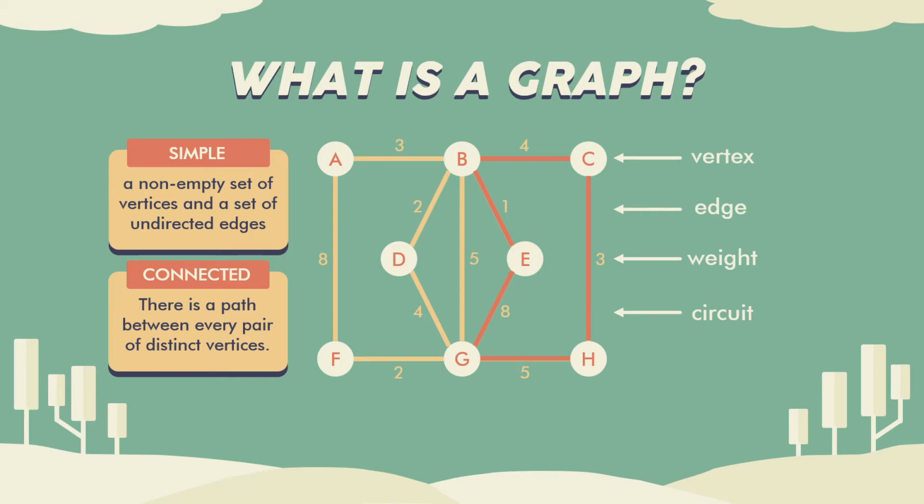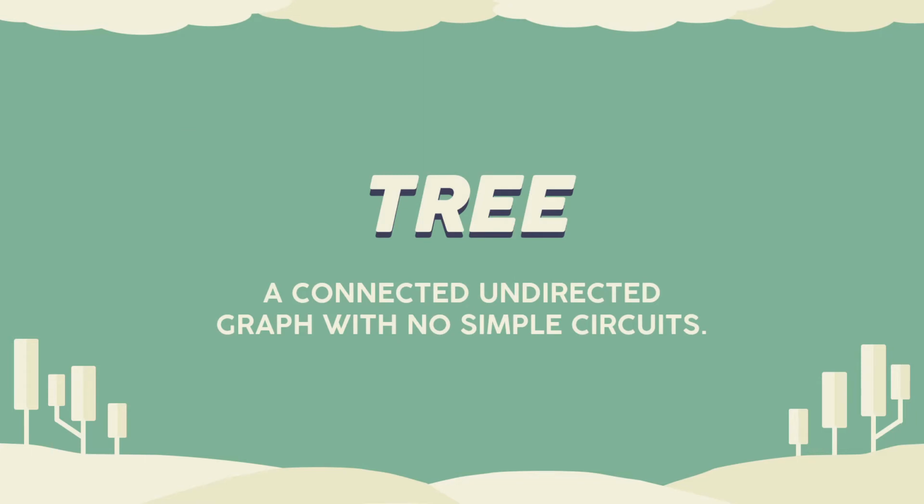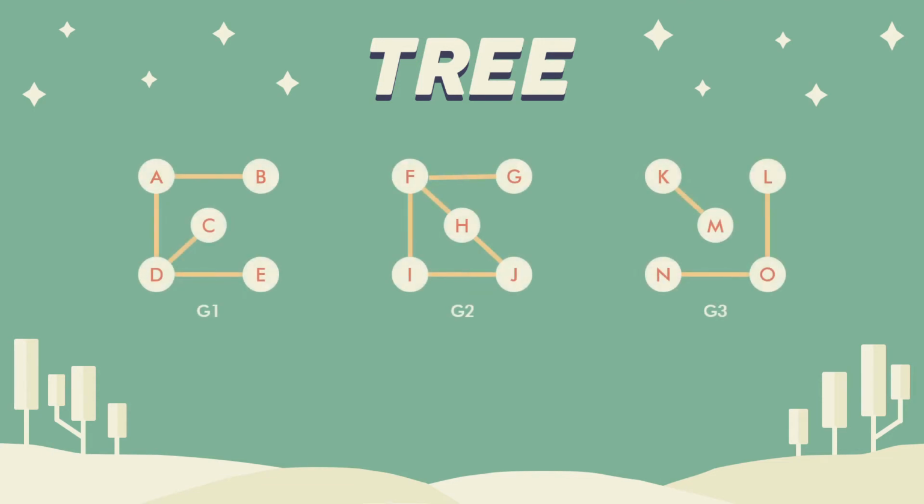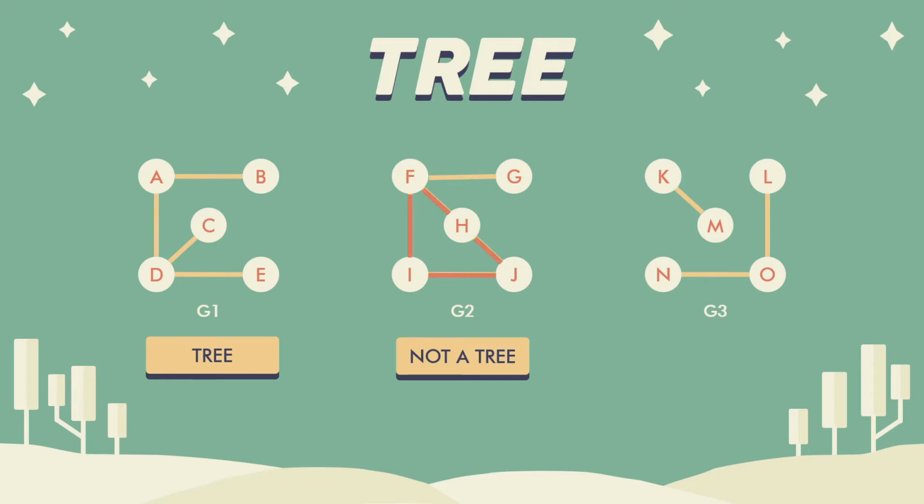Moving on, a tree is a connected, undirected graph with no simple circuits. Graph 1 is an example of a tree because it is connected, undirected, and has no circuits. Graph 2 is not a tree because it contains a circuit, specifically FIJH. And graph 3 is not a tree because it is not connected.